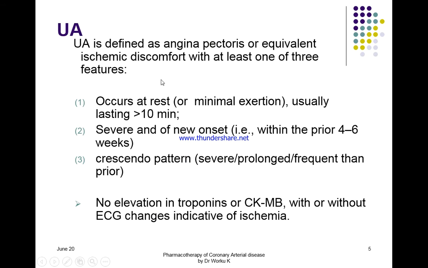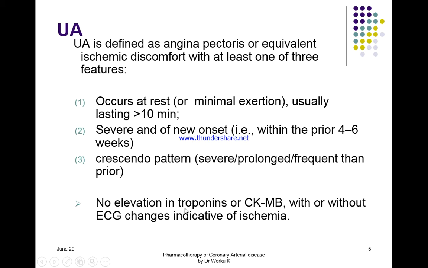To begin with, unstable angina is defined as angina pectoris or equivalent ischemic discomfort with at least one of the following three features. The first one, it occurs at rest or with minimal exertion, usually lasting greater than 10 minutes. It's severe and of new onset, that is within the period of 4 to 6 weeks. It's a crescendo pattern. Crescendo means it's increasing in terms of severity, timing, prolonged period of time, and frequency compared to the prior occurrence. There is no elevation in cardiac biomarkers like troponin or CKMB, with or without electrocardiogram changes indicative of ischemia.